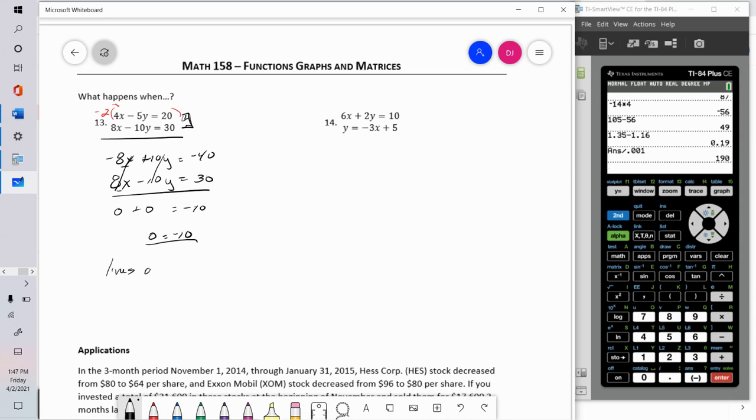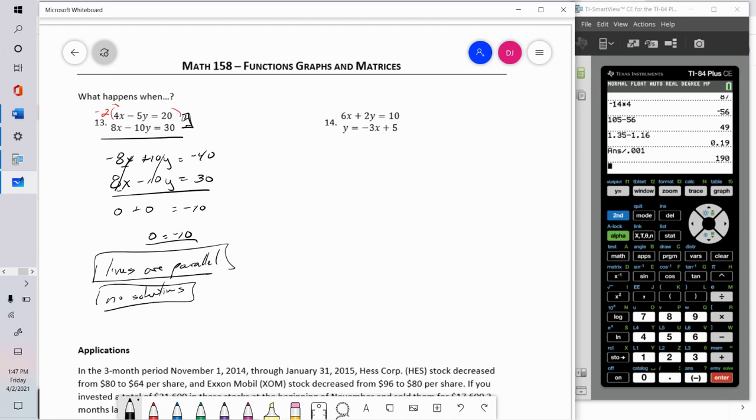The lines are parallel. There are no solutions because the lines are parallel. And I'm okay with either writing no solutions or the lines are parallel. Just try to write better than I do.